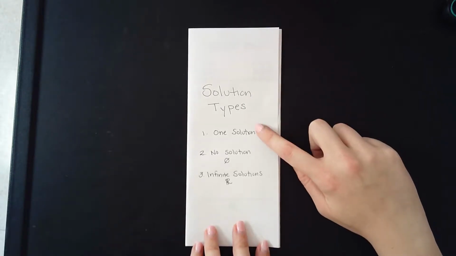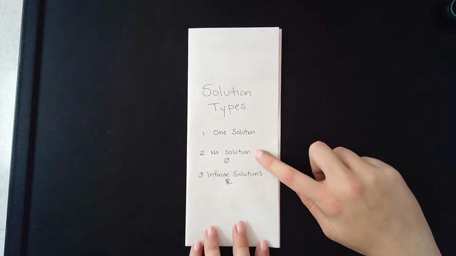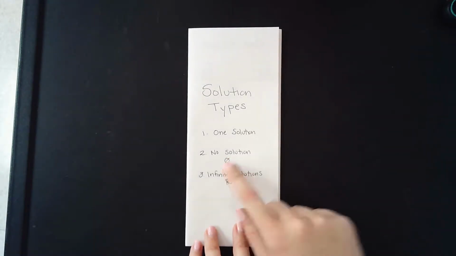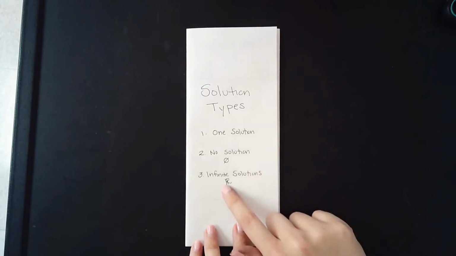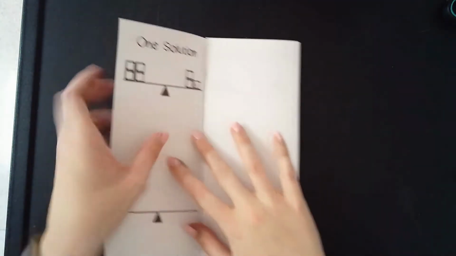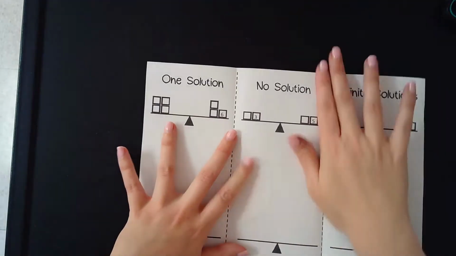And we know the three possibilities are one solution, no solution, which can be written with the symbol of the empty set, or infinite solutions, which can be written with the symbol R with the extra line through it. So last time we looked at these balance puzzles.